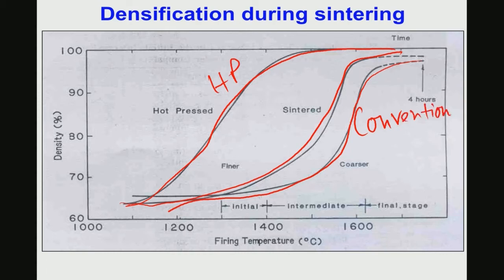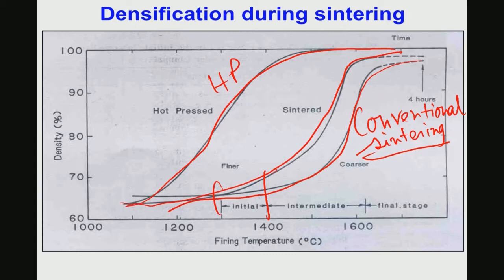Conventional sintering means you do not apply any pressure, but you simply heat the powder compact at a higher temperature, so that diffusion or mass transport processes can take place. In hot pressing, you are essentially adding additional external pressure to accomplish the densification process.